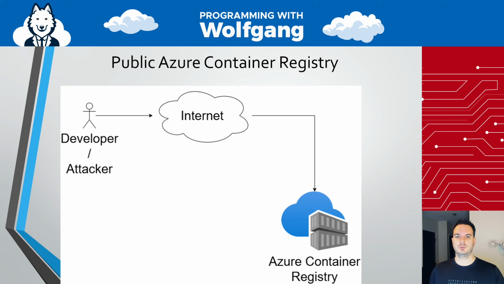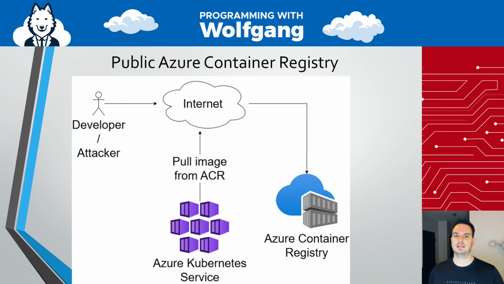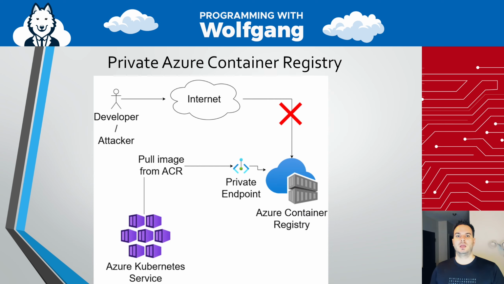Using this approach also means that if you have a Kubernetes cluster, the Kubernetes cluster pulls the images over the internet. Even if both the container registry and the AKS cluster are running inside the same location in Azure, it's always pulled over the internet. This is a reason why we want to have a private Azure Container Registry.